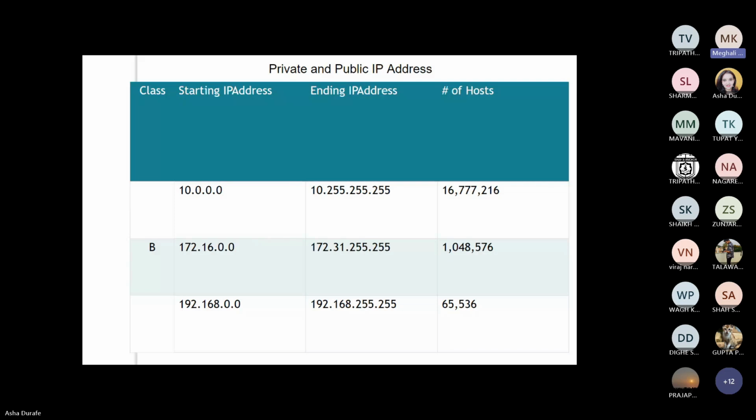Then if you talk about the private IP address at class B, its starting address will always be 172.16.0.0. First we have the net ID and then we have the host ID. So the ending is 172.31.255.255. So how many hosts?